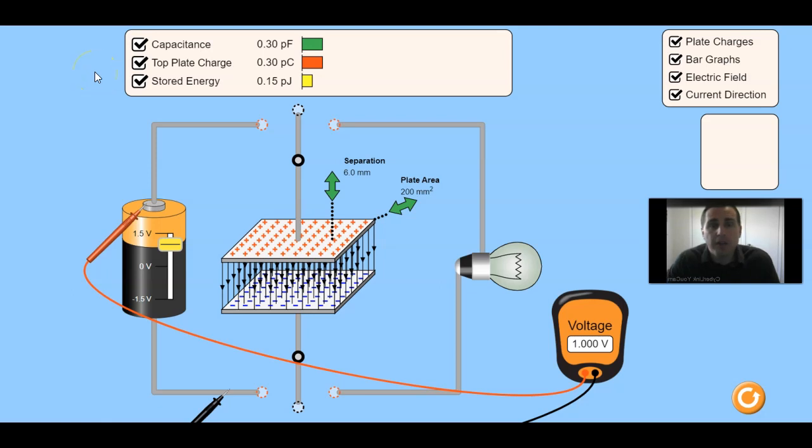Hello, and I would like to record a video here which demonstrates to you the intuition behind charging a capacitor and discharging a capacitor through a resistor. That is to say, most circuits that we have where we charge a capacitor and then discharge a capacitor are going to be circuits that don't have zero resistance.